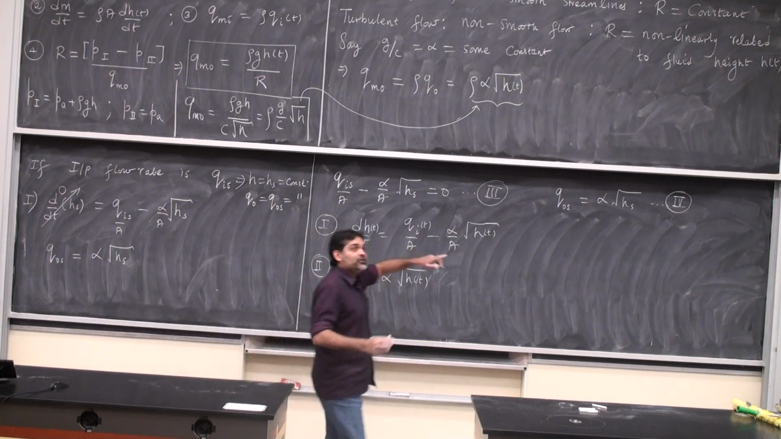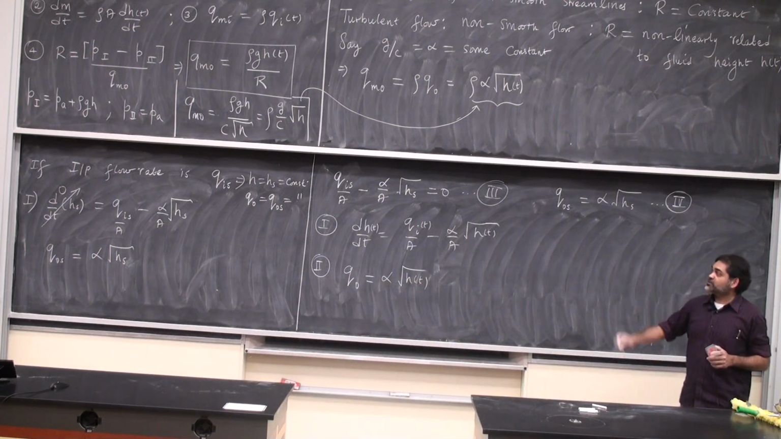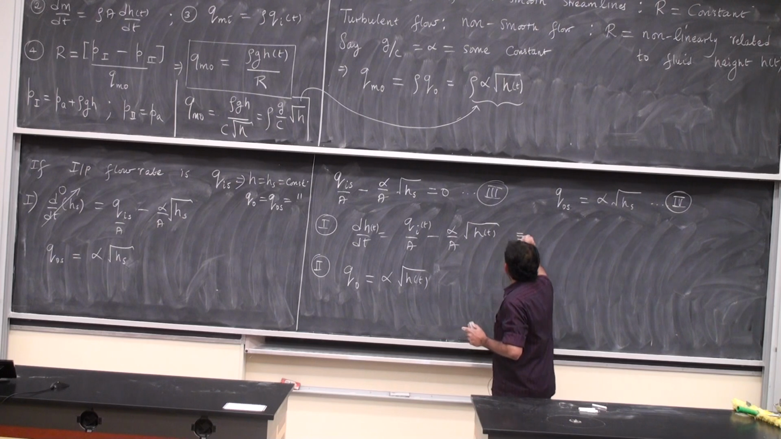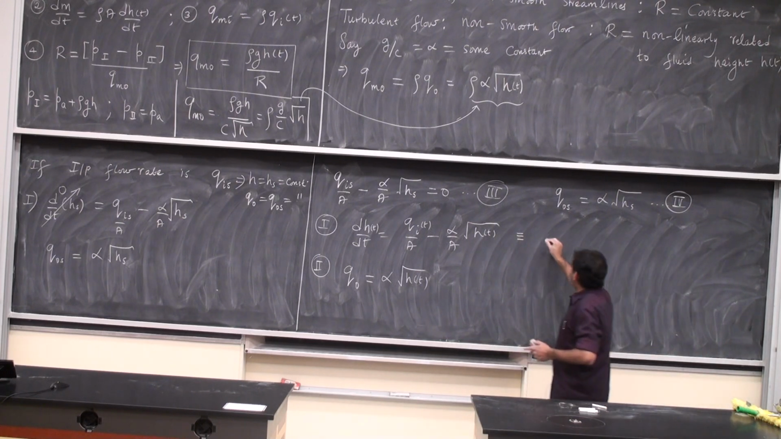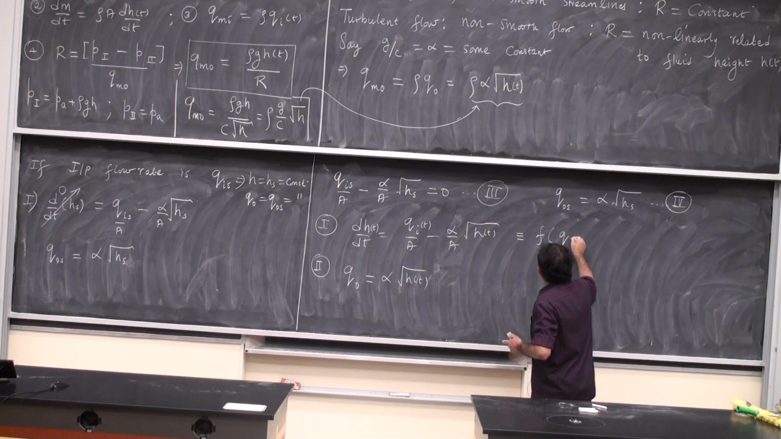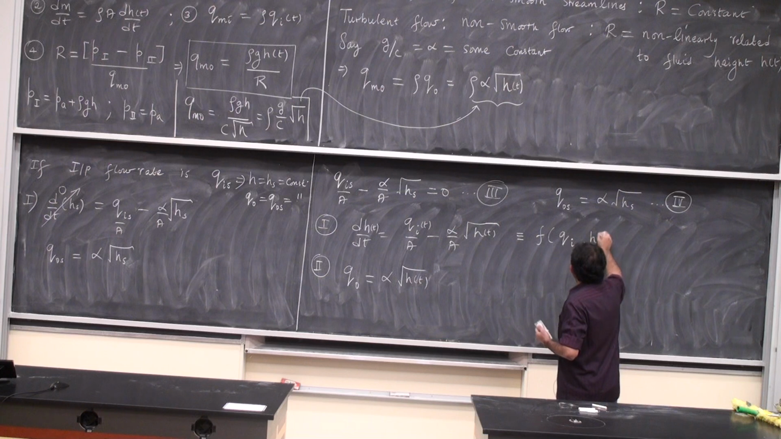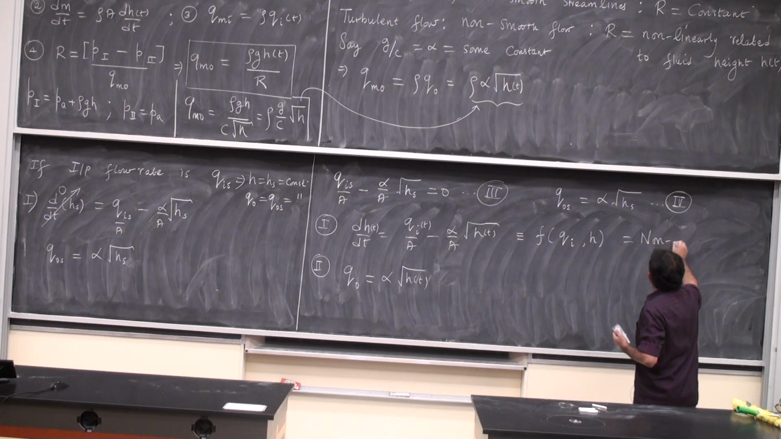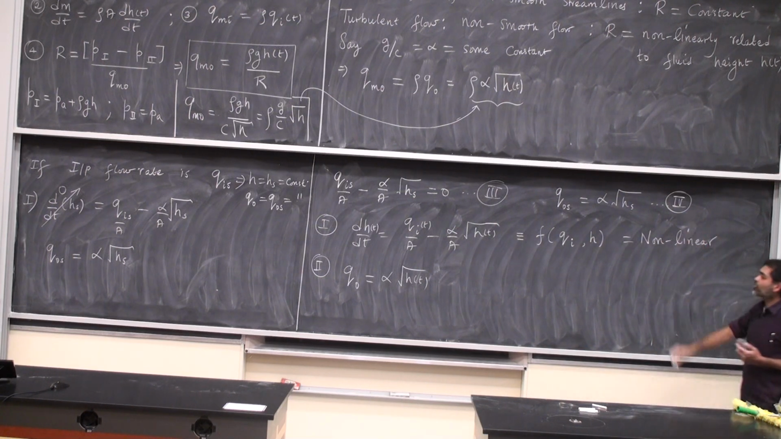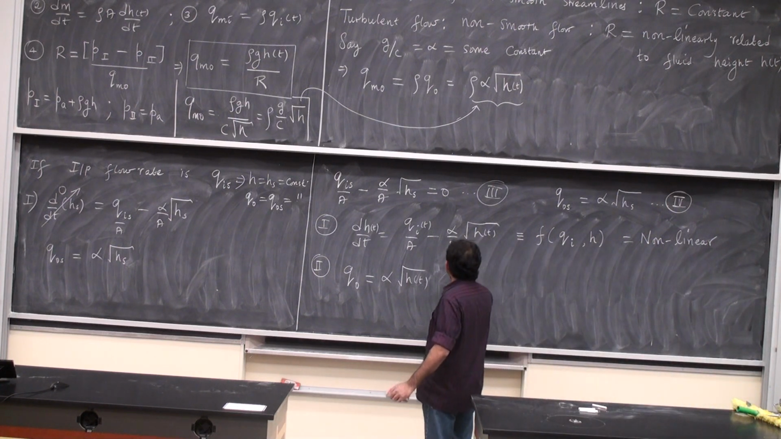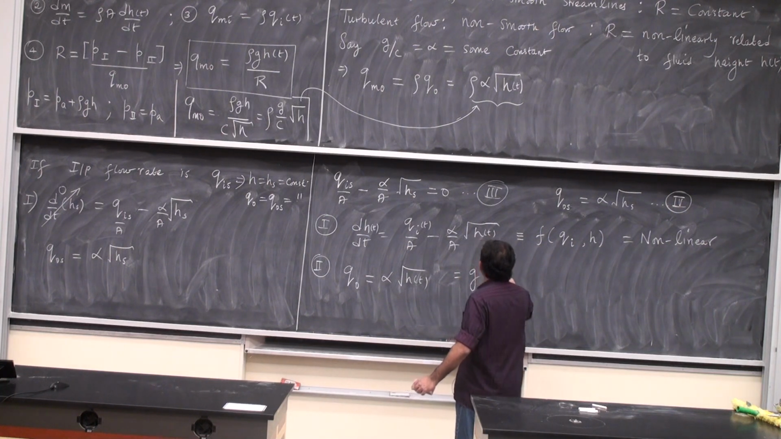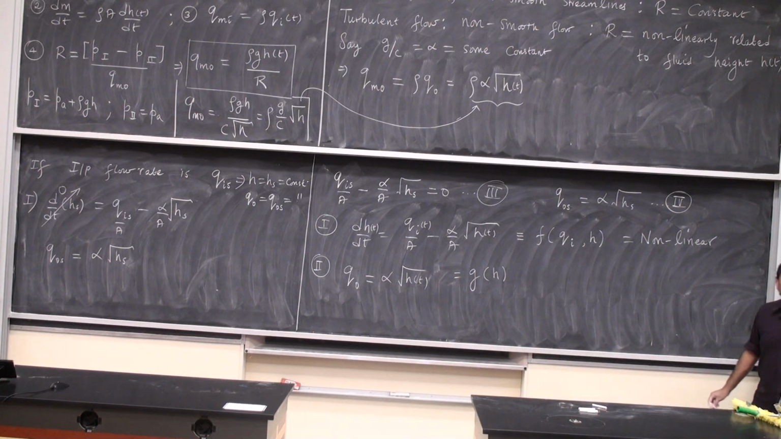I'm going to call the first function, the right hand side of equation 1, a function f. Please notice it's a function of qi and it's a function of h, and it's nonlinear. Does this make sense to you? Then I call the second one a function g. It's a function of only the height h, but that's also a nonlinear function.